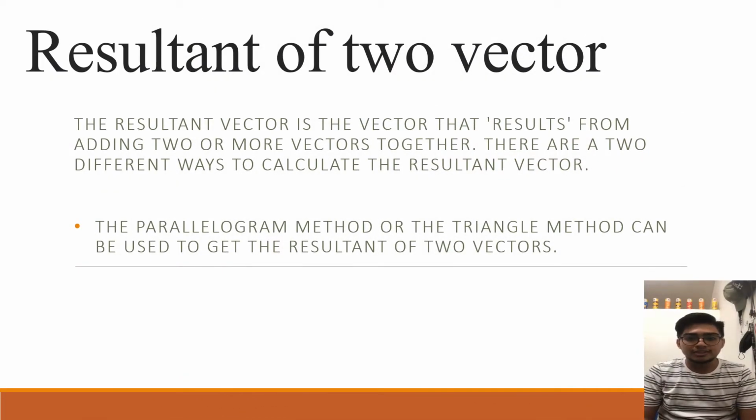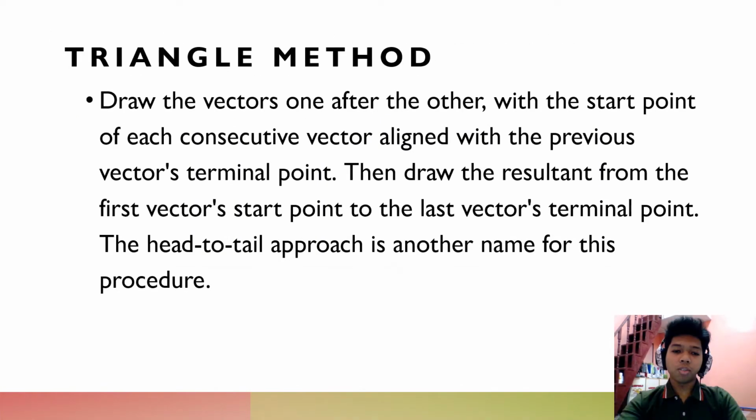Resultant of two vectors. The resultant vector is the vector that results from adding two or more vectors together. There are two different ways to calculate the resultant vector. The parallelogram method or the triangle method can be used to get the resultant of two vectors.